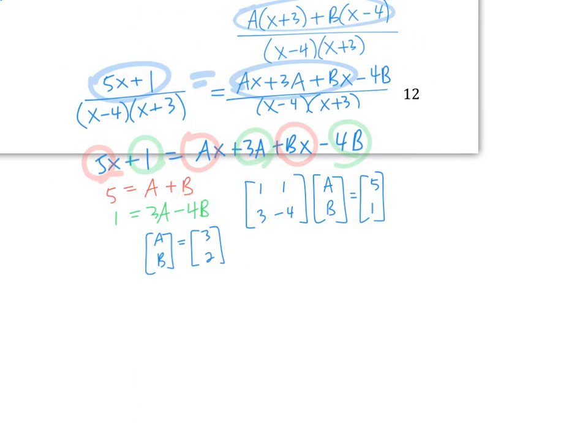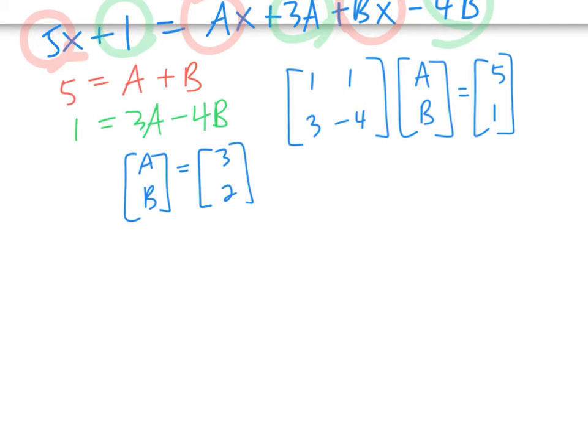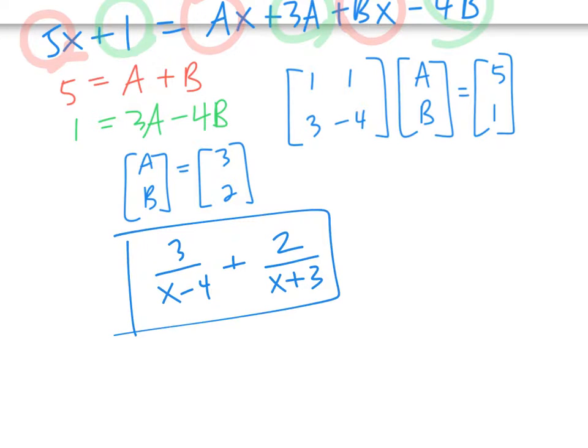Now that is not the answer. The answer is 3 over x minus 4 plus 2 over x plus 3. Once you find a, b, you have to put it back into the partial fraction. That's what we want. We want to figure out if we decompose it, how does the fraction look like? So once you find a and b, you gotta plug it back into the fraction, okay?